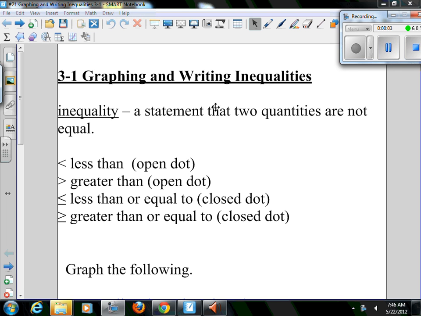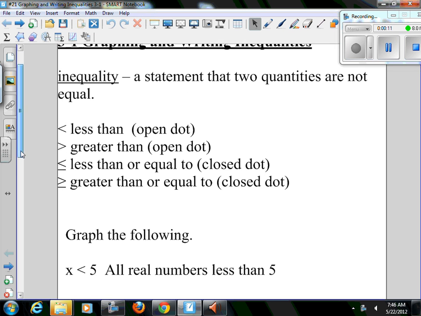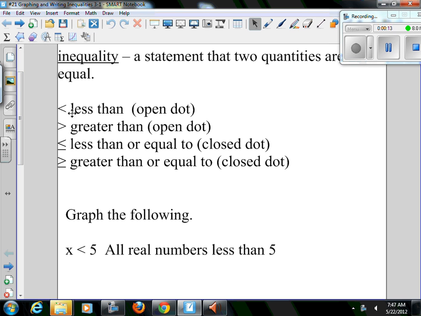Today we're going to talk about graphing and writing inequalities. An inequality is a statement that two quantities are not equal, and they use one of the following symbols, a less than symbol. Now, what I've got written next to it is open dot. This is what we use when we graph, and you'll see that in just a minute.